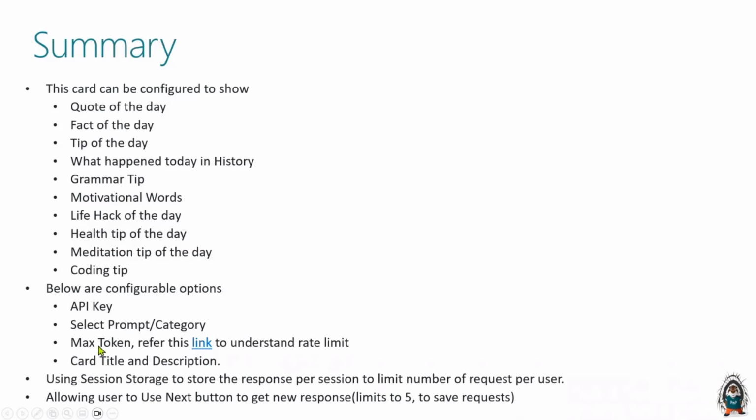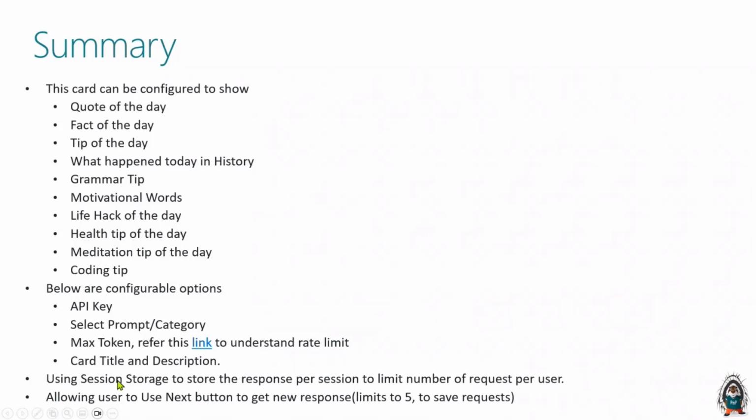You can also specify the maximum tokens. This is very important because of the OpenAI rate limit. You know how many tokens you want to use for a particular request. For that, you would be able to configure it if you want 250 tokens or 500 tokens to be used while it is returning the response. You can also configure the card title and description. This is basically in the card view.